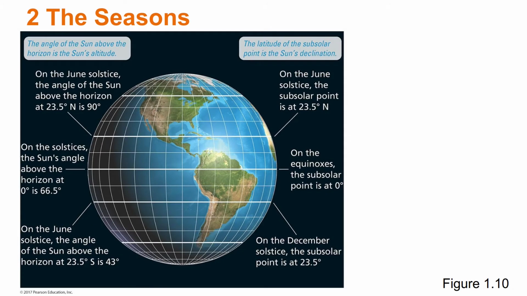So here we've got a diagram of Earth with some of the locations of the subsolar point. So on the equinoxes, the subsolar point is at the equator. This is all review. We just looked at this in the videos, but I like to repeat things. So on the June solstice, the subsolar point is the Tropic of Cancer. On the December solstice, the subsolar point is the Tropic of Capricorn. And on both the March and September equinoxes, the subsolar point is the equator.